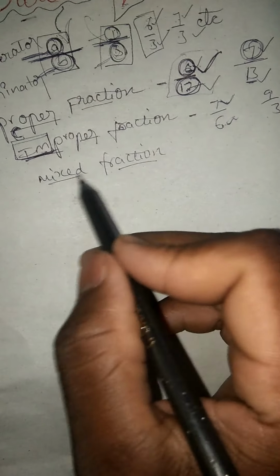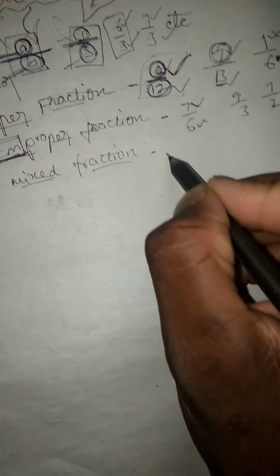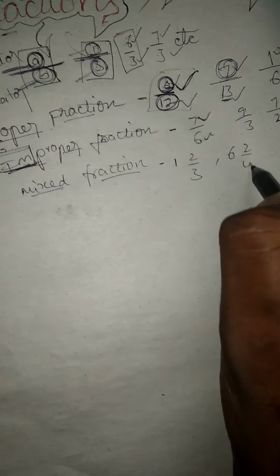Now comes to the mixed fraction. Mixed fraction means it is in the form of 1 2/3, 6 2/4, 7 3/2.